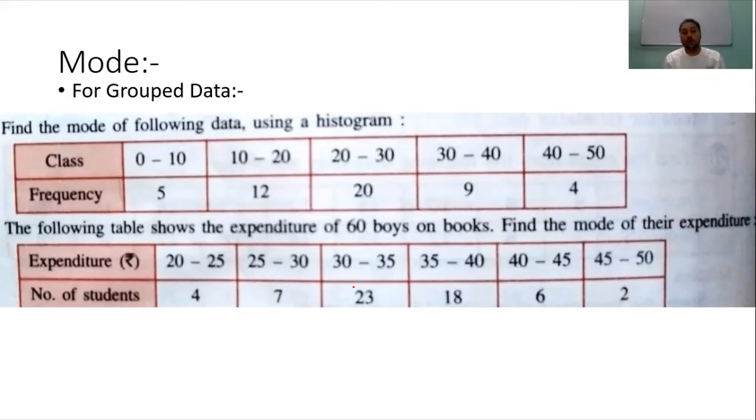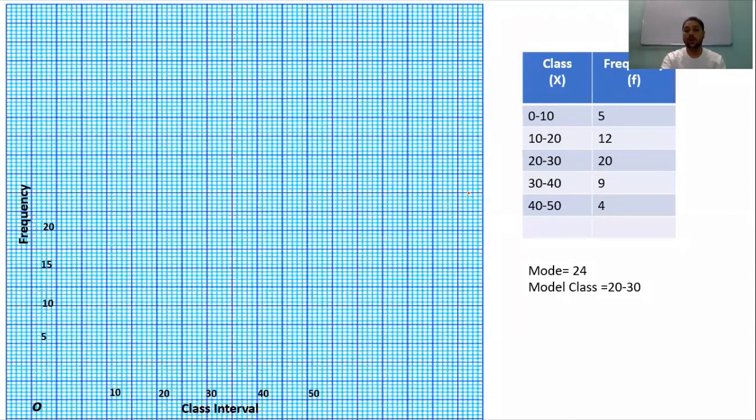Okay, for grouped data we have to draw or plot a histogram. The class intervals are given: 0 to 10, 10 to 20, 20 to 30, 30 to 40 and 40 to 50, and the frequency is also given. Now, to find the mode, we will plot these points.